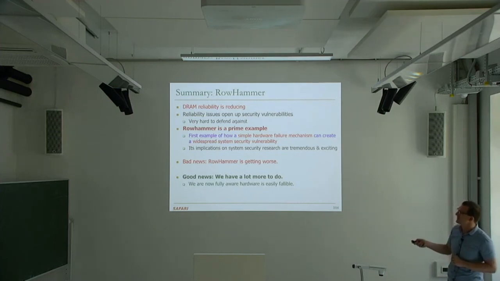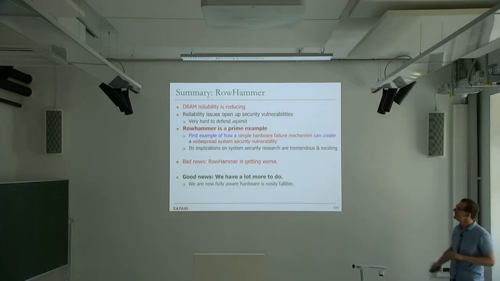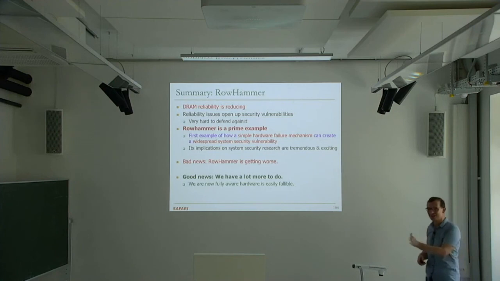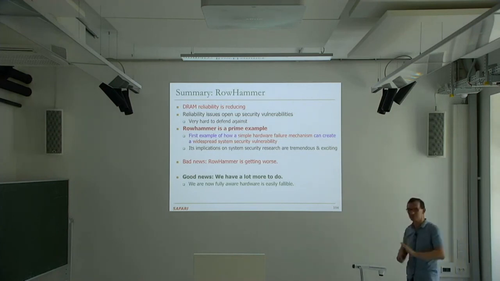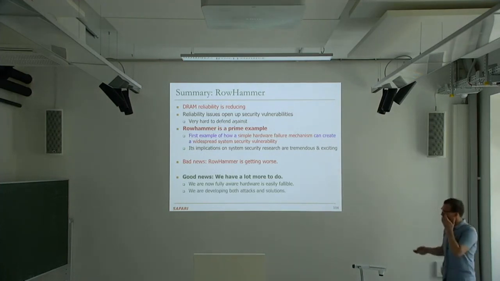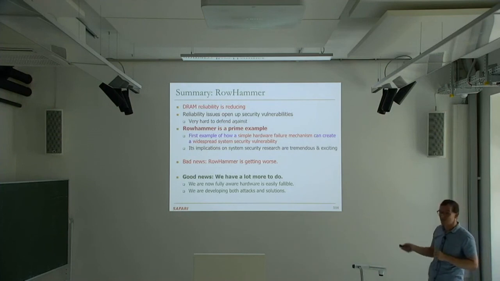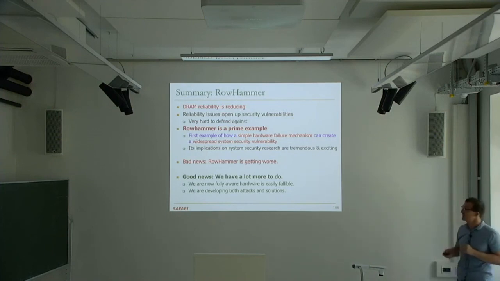So we're now fully aware that hardware is easily fallible. We cannot make the same mistake again, basically. We cannot assume that hardware is not fallible. That time is gone. I think RowHammer erased the time where people thought that memory is good. It's not good. There are clearly errors. It's fallible. And I think the security community and the hardware community, in general, are developing both attacks and solutions. And I think this is a very healthy mindset going forward.